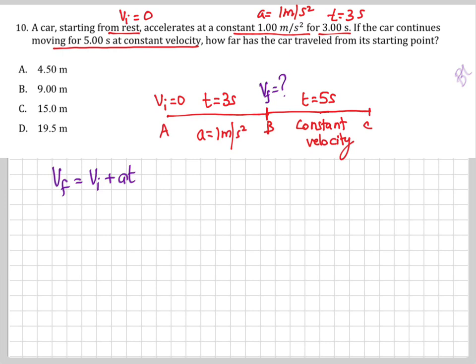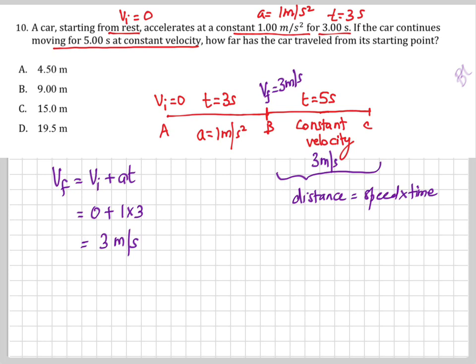So first we have to find what was its velocity at point B, because from A to B it accelerated. So we can use Vf equal Vi plus AT. Vi is 0, acceleration is 1, time is 3. So we know that the velocity at point B will be 3 meter per second. Now we know that from B to C, it is traveling at constant velocity. That means for B to C, the velocity will be 3 meter per second. And we can find the distance because it's not accelerating between B and C. So we can use the usual formula for distance, which is speed multiplied by time. So you'll get 3 times 5 equal to 15 meter.